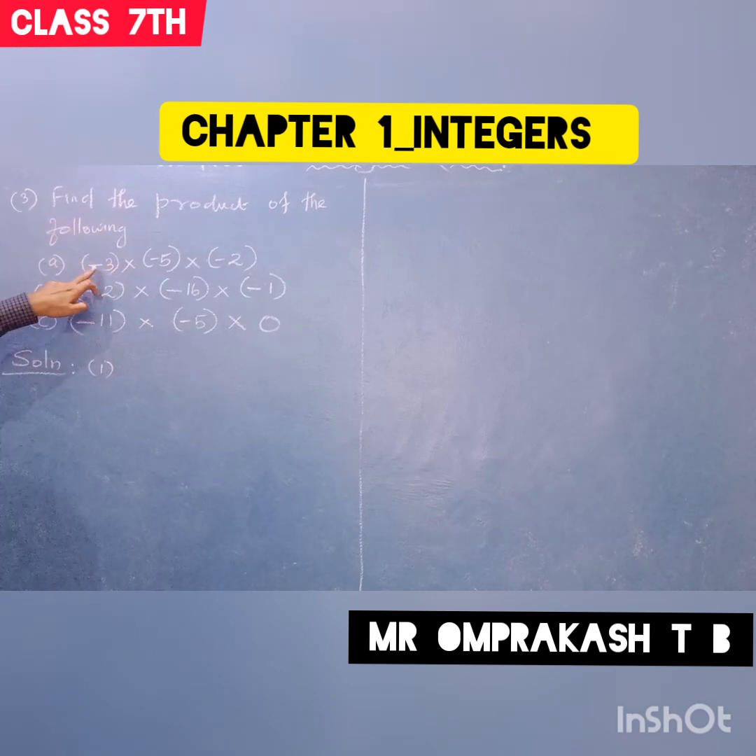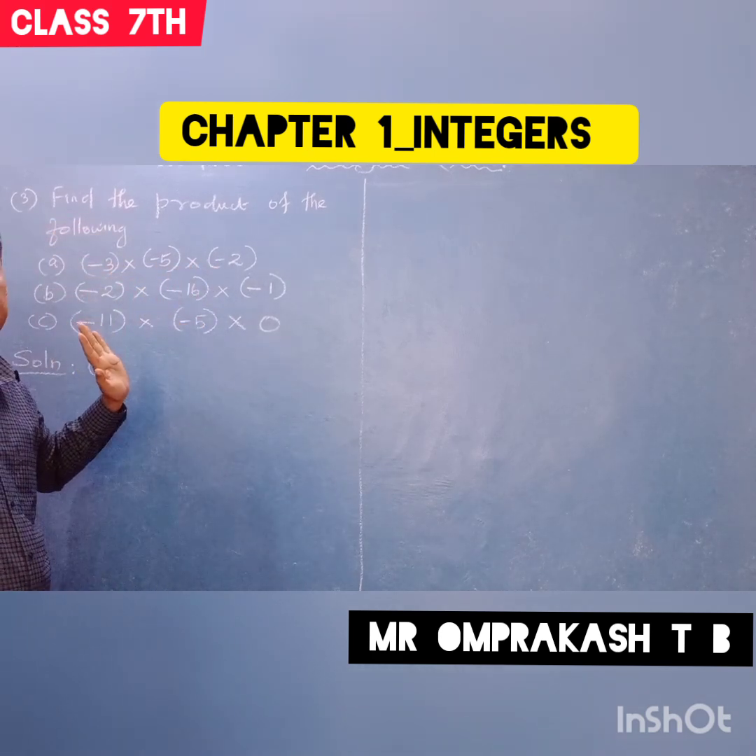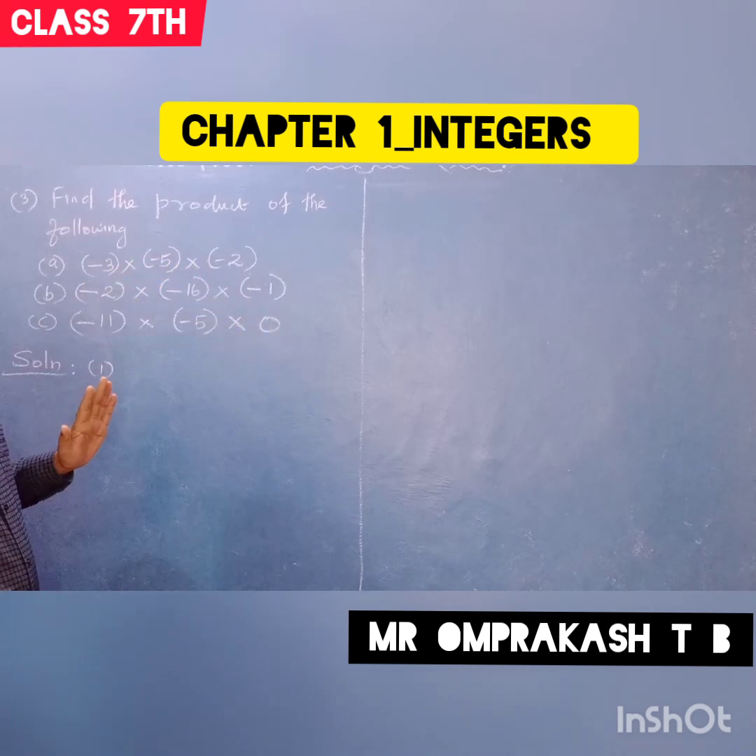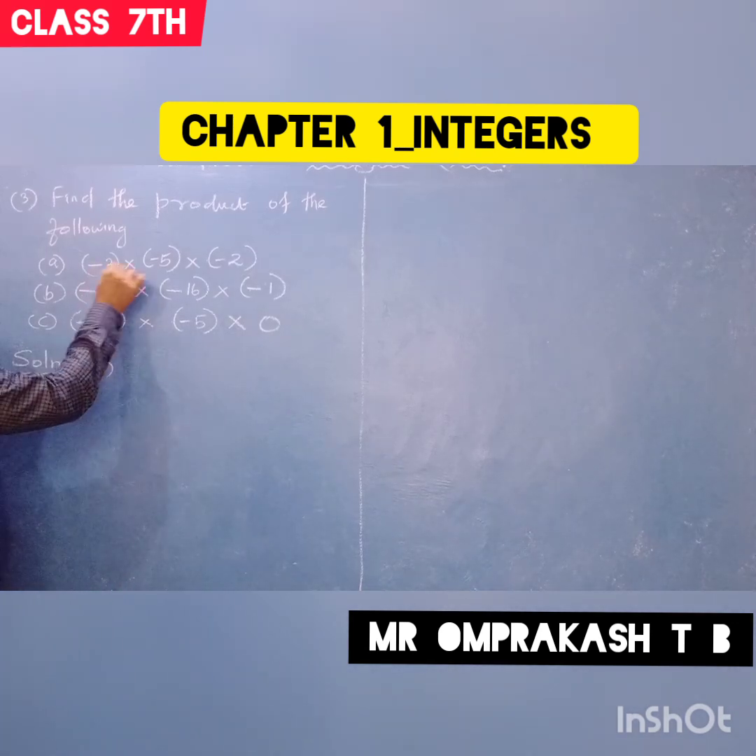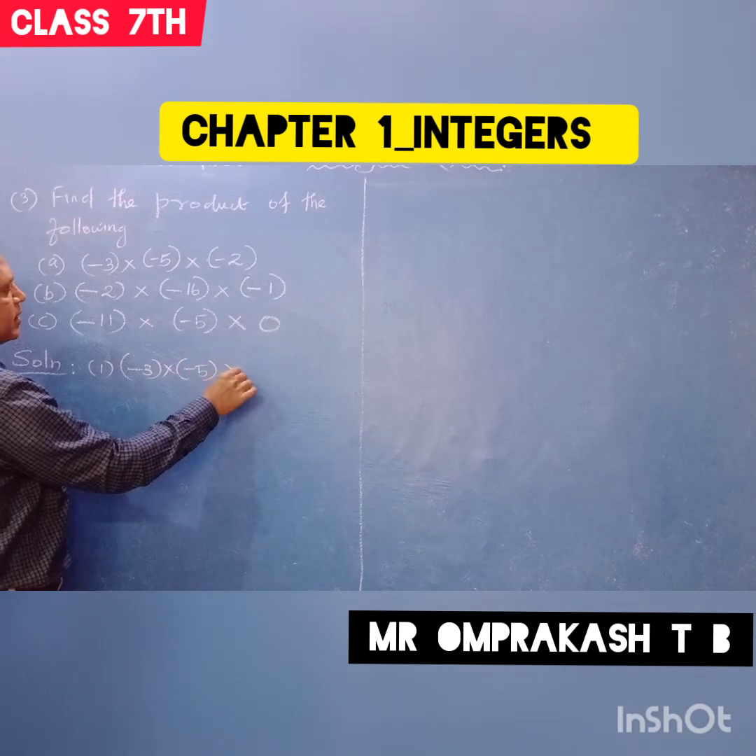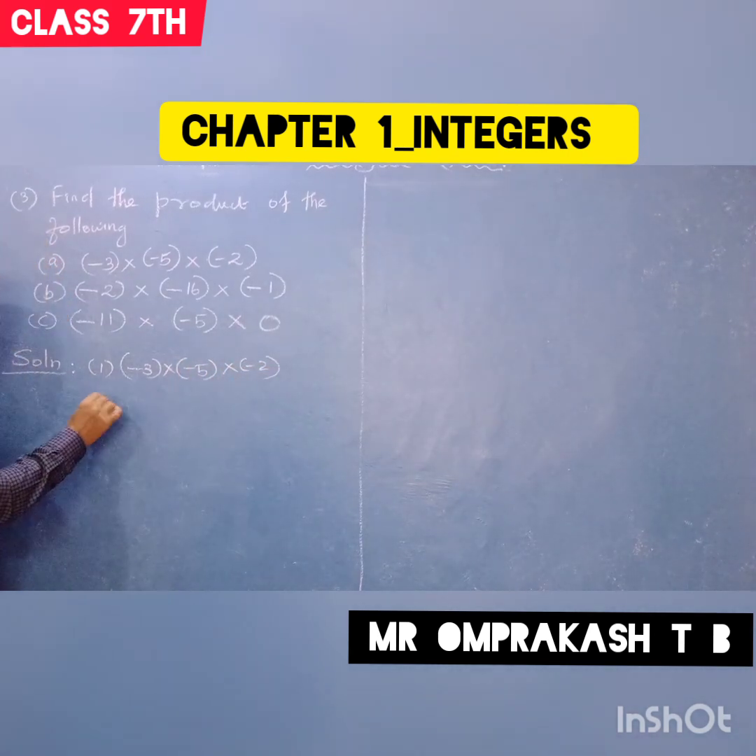So, product of 3 or more integers. Clear? 3 integers or 2 more integers. Okay, how to product it? Here minus 3 into minus 5 into minus 2. Same way how to multiply.